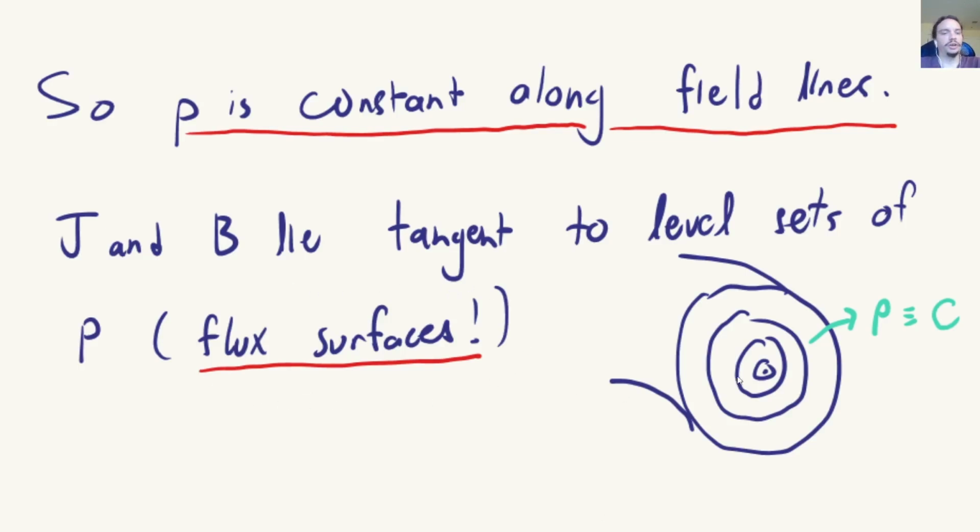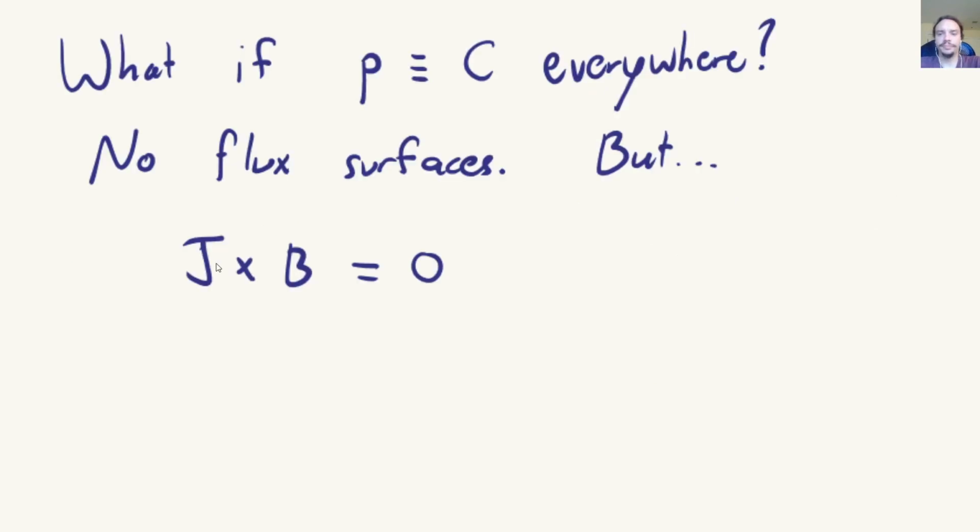This is all great if your pressure is not constant, if it's high in the middle and it goes to zero as you go towards the walls, which kind of makes sense if you're compressing a gas inside of the space. But we can also study the situation where the pressure is constant. When the pressure is constant through the device, we no longer have that its level sets are nice surfaces, and so we don't have any guarantee of flux surfaces for J and B. But we do end up with some other interesting mathematical theory.